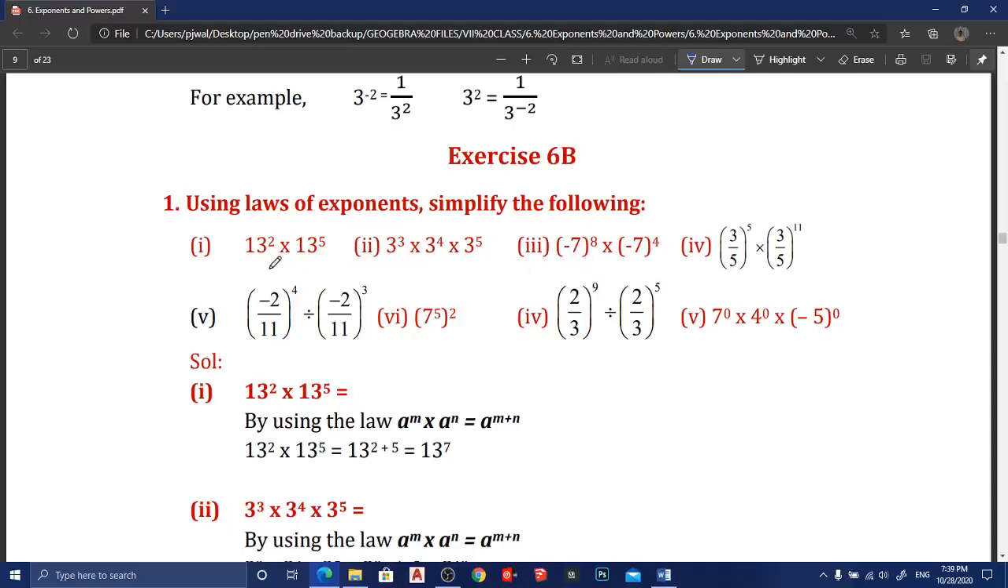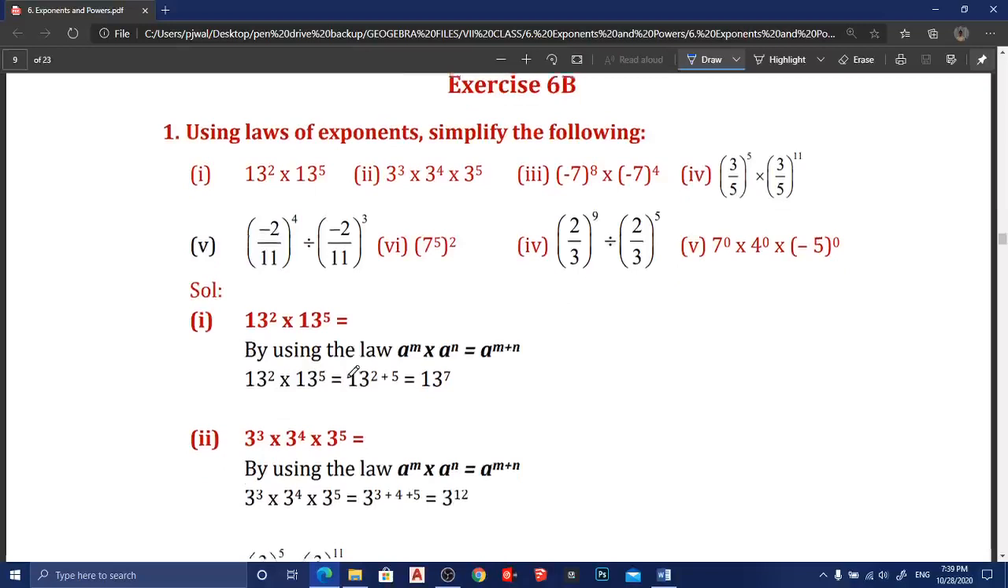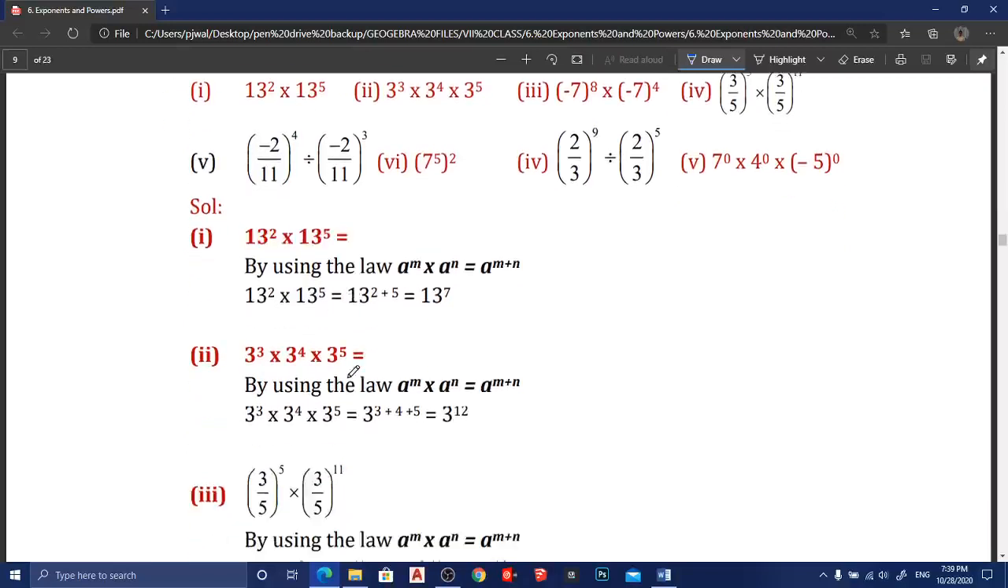Okay, see what is the first problem here. 13 square into 13 to the power of 5. Here if you recollect the formulas, you can use the first formula, which is similar to the given expression. Observe here both the bases are equal and powers are different. In which formula you are having these qualities? The first formula, bases are equal and powers are different.